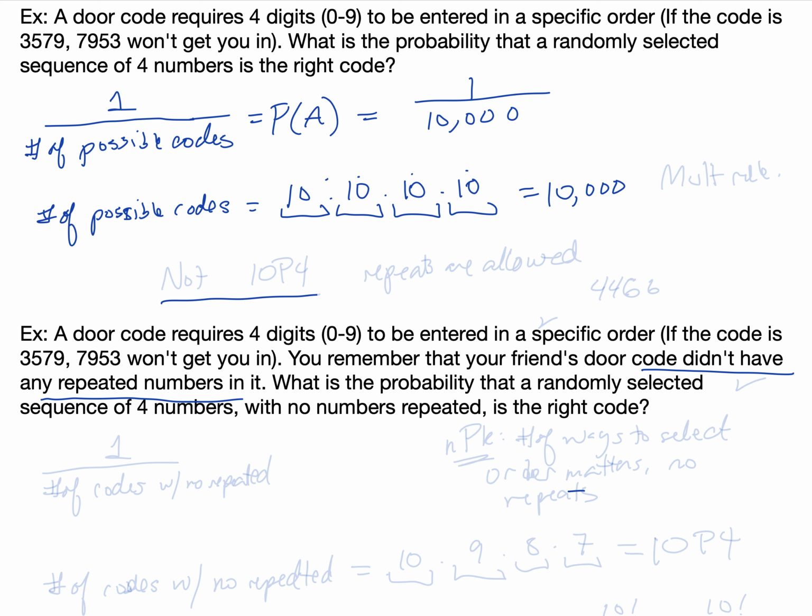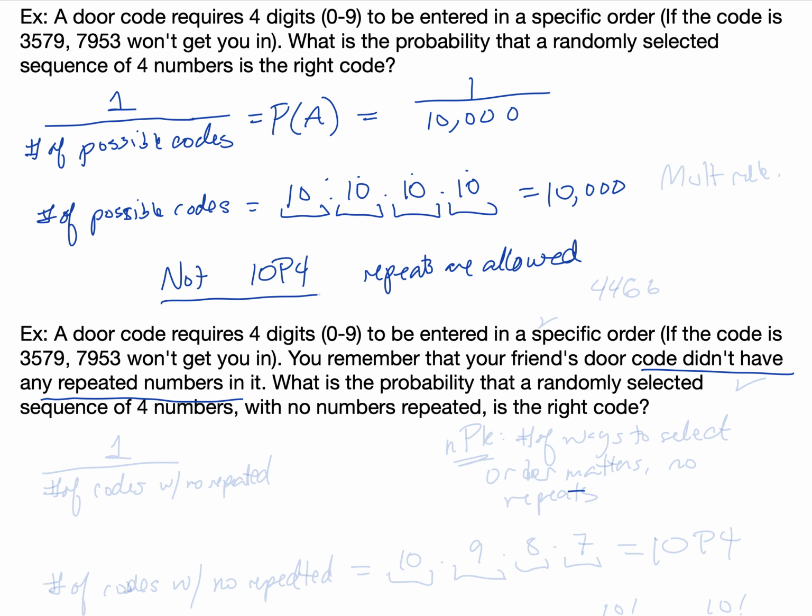So note this was not a permutation. This was not 10 permute 4. And why wasn't it? This was because repeats are allowed in this case. We can repeat a digit.